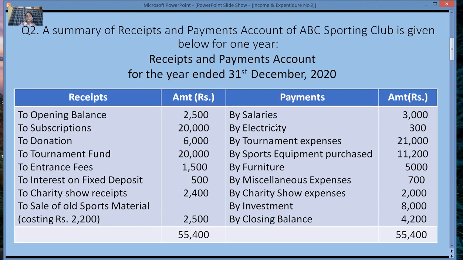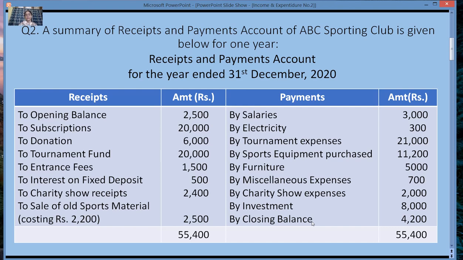And what are the payments for this particular financial year? It was salaries 3,000, by electricity 300, by tournament expenses 21,000, by sports equipment purchase 11,200, by furniture 5,000, by miscellaneous expenses 700, by charity show expenses 2,000, by investment 8,000, by closing balance 4,200. Please, closing balance you can take as cash or bank.